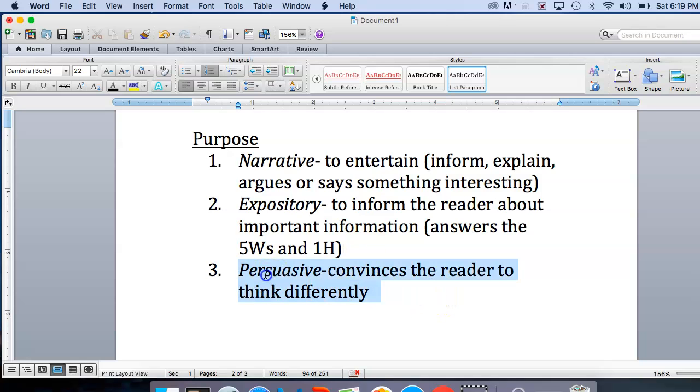For persuasive, it convinces the reader to think differently. So an example that I gave in class before would be a commercial, right? When you are watching a commercial on TV, and it's asking you to buy a phone. Why would you choose an iPhone over an Android phone? Or why would you buy an Android phone over an iPhone? So they give you reasons to make you do something so that you buy this product, or you donate to this organization. Okay, so they give you reasons for that.